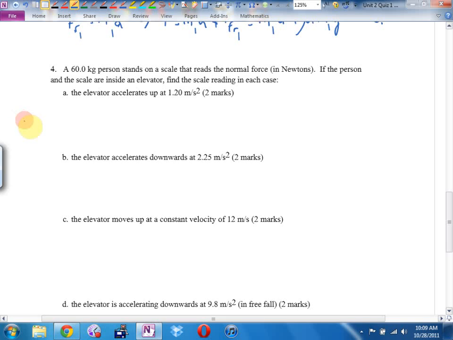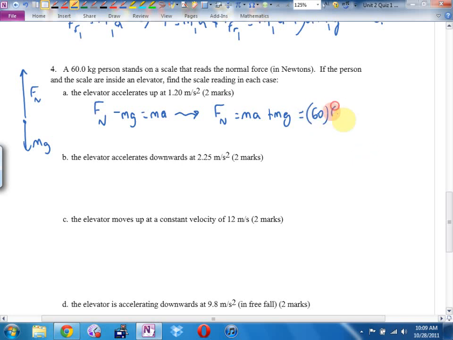Here's my free body diagram. Mg, normal force. Brianna, why did I draw the normal force larger than Mg in A? Because the elevator is accelerating which way? So who's winning? My equation is going to be winner minus loser equals MA. The normal force, which is the scale reading in newtons, is going to be MA plus MG, which is going to be 60 times 1.2 plus 60 times 9.8. What'd you get for 4A?